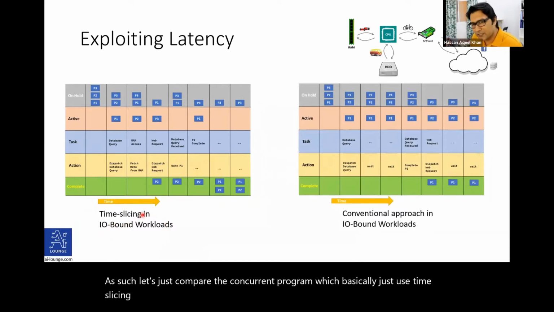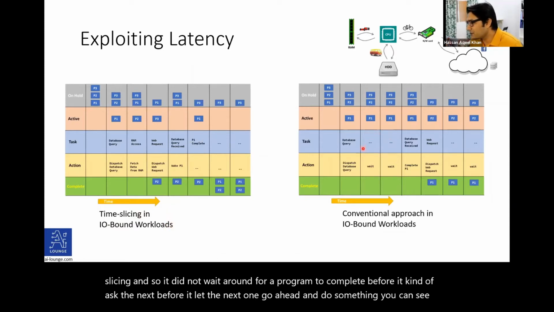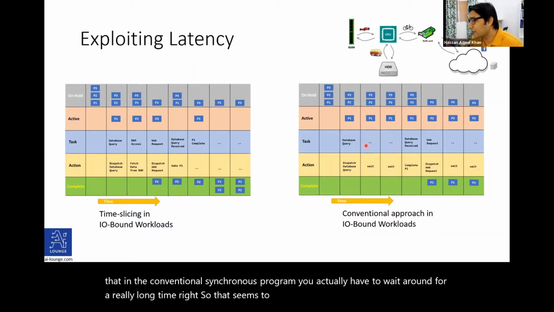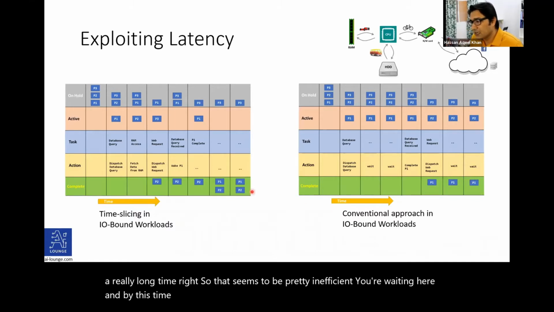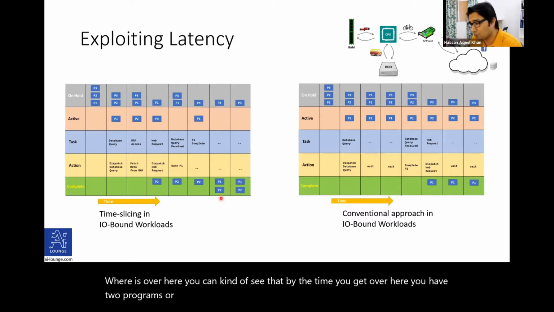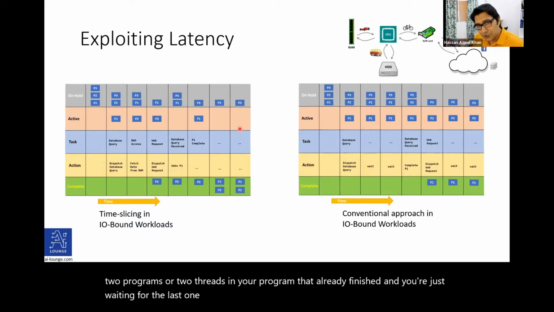And so it did not wait around for a program to complete before it let the next one go ahead and do something. You can see that in the conventional synchronous program, you actually have to wait around for a really long time, right? So that seems to be pretty inefficient. You're waiting here, and by this time, only one of the programs is complete. Whereas over here, by the time you get here, you have two programs or two threads in your program that are already finished, and you're just waiting for the last one. So that's how you introduce more efficiency.